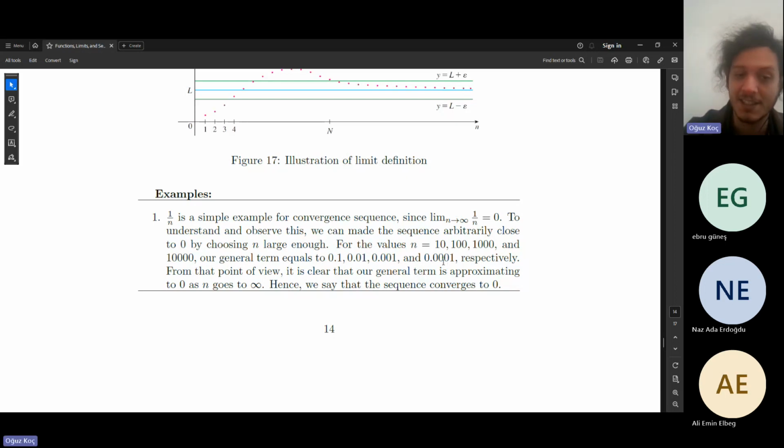As you can see here, it is clear that when n gets larger, the terms of the sequence are getting smaller and becoming closer and closer to 0. And we say that the sequence converges to 0.